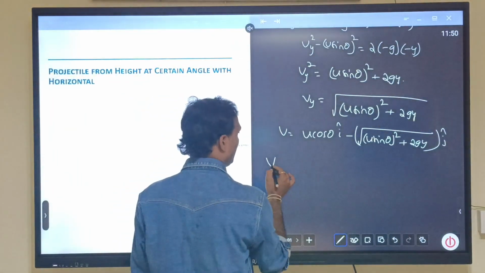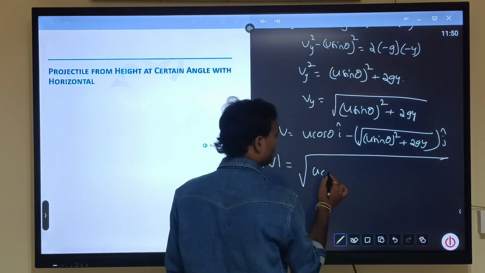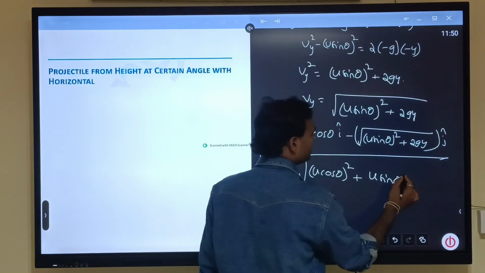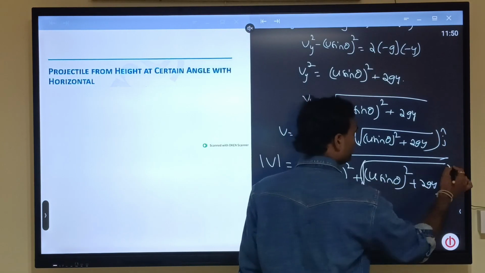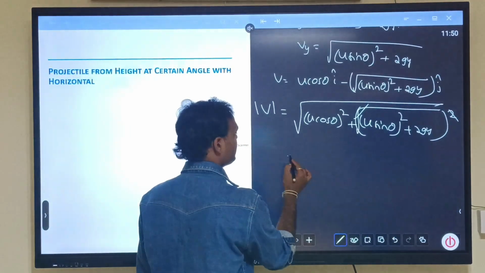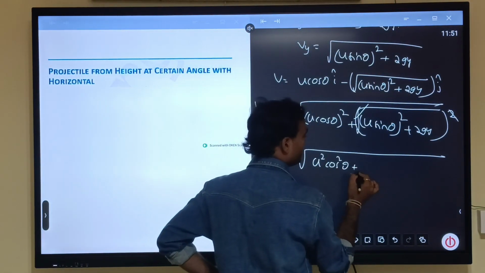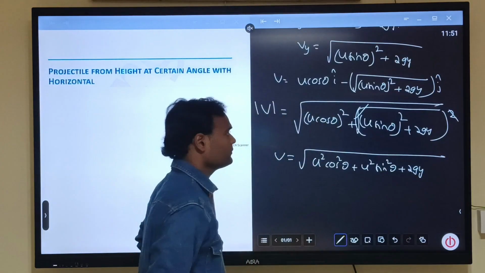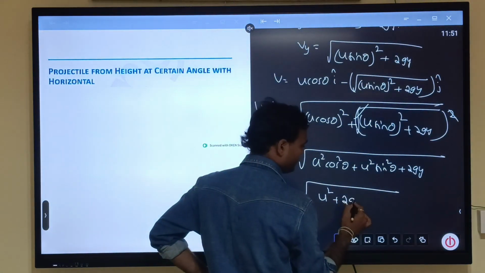Now if I want its magnitude, V equals the square root of u cos theta square plus the square root of u sin theta square plus 2gy whole square. So the square and root get cancelled. V equals the square root of u square cos square theta plus u square sin square theta plus 2gy. Then this gives us V equals the square root of u square plus 2gy.